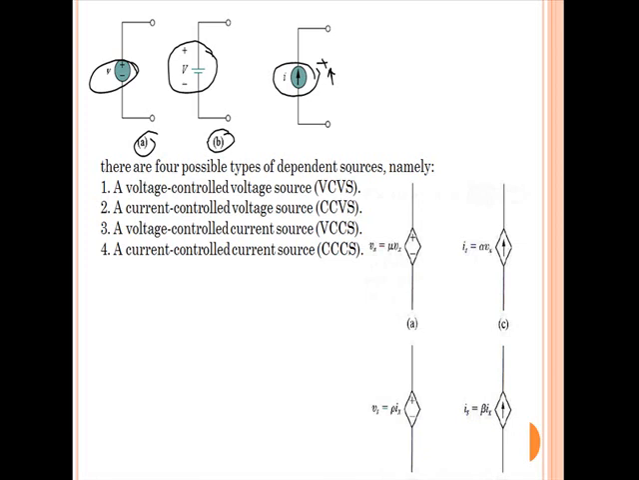وعندنا four possible types of dependent sources. عندنا voltage controlled voltage source. Voltage controlled voltage source اللي يحدد قيمة الفولتج للسورس هذا هو voltage. وcurrent controlled voltage source الذي يحدد قيمة التيار للسورس هو voltage Vx. و voltage controlled current source اللي يحدد قيمة الفولتج للسورس هذا هو التيار في السيركت الموصل عليه. وعندنا current controlled current source اللي يحدد قيمة التيار هو التيار Ix في السيركت الموصل على السورس.